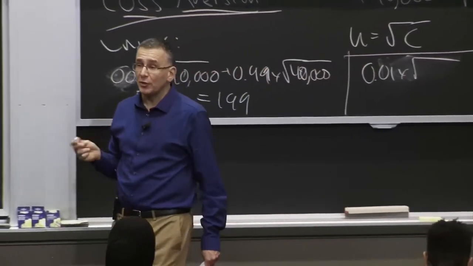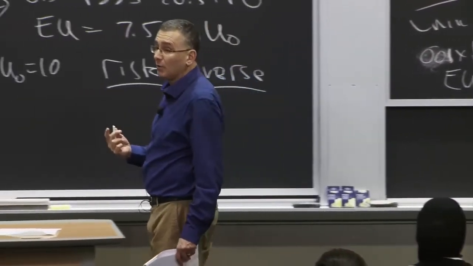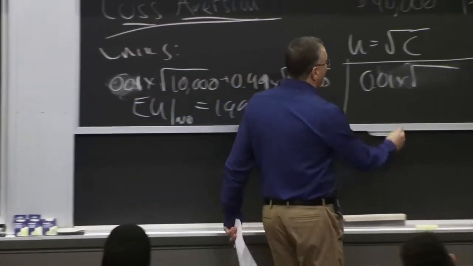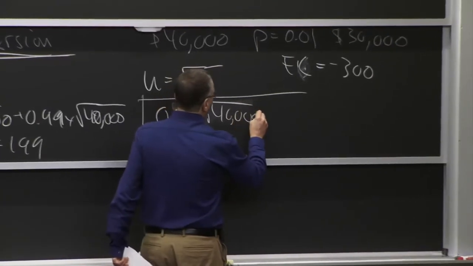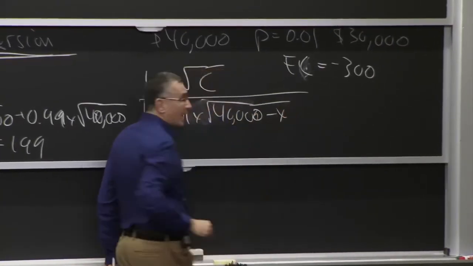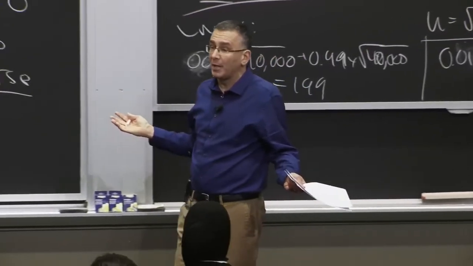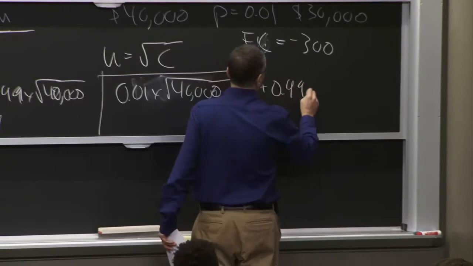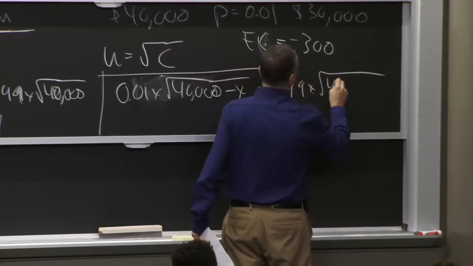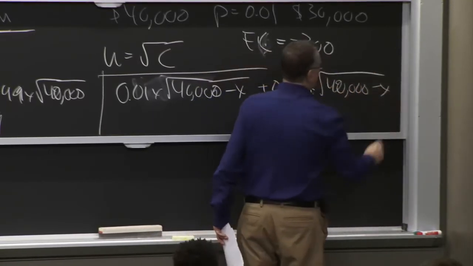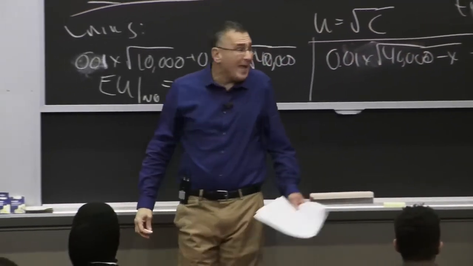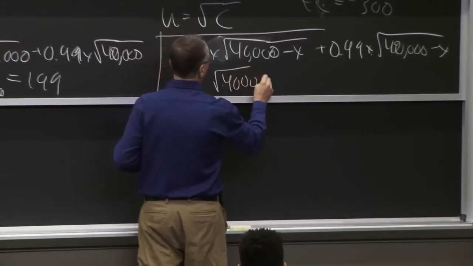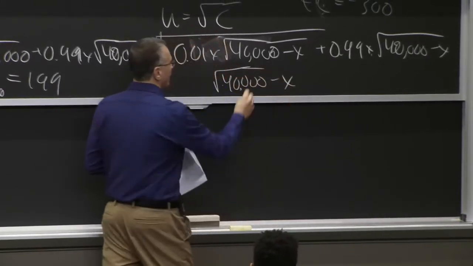Now, if I get hit with insurance, I don't have to pay my medical bill, but I do have to pay my insurance premium. So what I have is $40,000 minus X, which is my insurance premium. I always have to pay my insurance premium every year, no matter what. If I don't get hit, then I get my $40,000, but I also have to pay my insurance premium. So basically, these things are the same. So my expected utility is square root of 40,000 minus X. That's my expected utility.